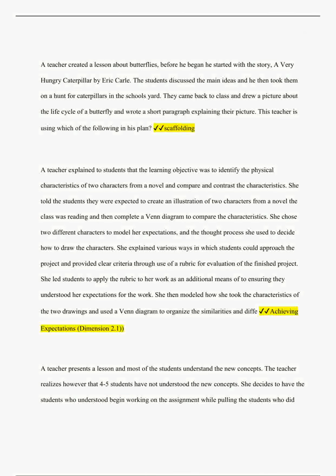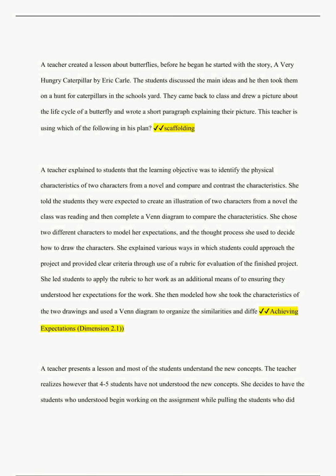A teacher created a lesson about butterflies. Before he began, he started with the story, The Very Hungry Caterpillar by Eric Carle. The students discussed the main ideas, and he then took them on a hunt for caterpillars in the school's yard.